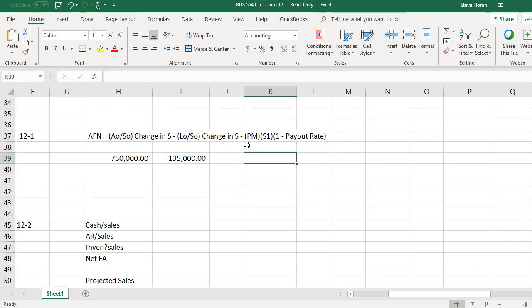And then we'll do the last one over here. So my profit margin that they gave us was 6%. I multiply that by S1, which is 9,200,000. I multiply that by 1 minus the payout rate, which is 1 minus 0.4. And that gives it to me right there. So let's see if I did that right.